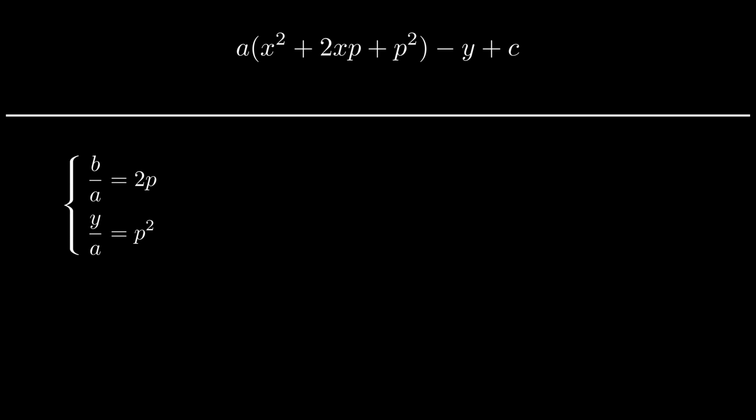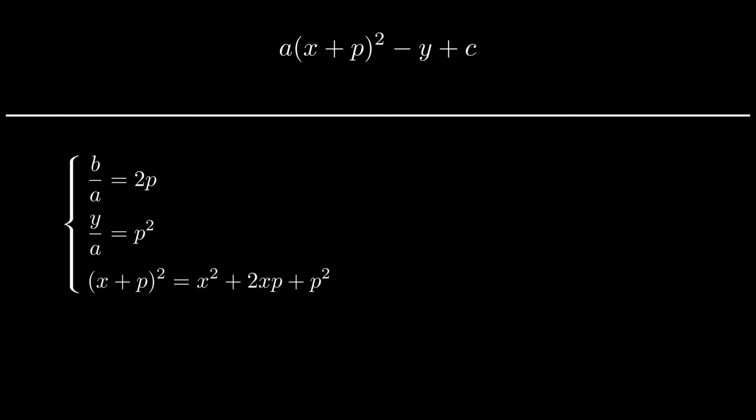From this point onwards, it's pretty simple. We just got a perfect picture binomial theorem. Let's factorize it. Look, we got what we wanted. Square parentheses. Minus y plus c sit on the side.